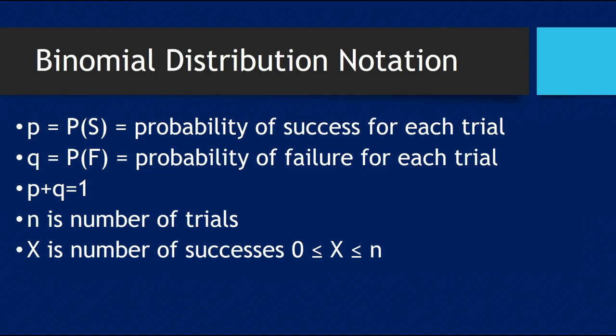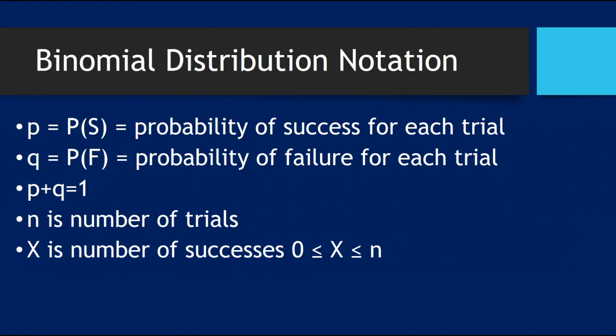So if I know the probability of success is 50%, then the probability of failure also has to be 60%. Or excuse me, did I say 50? Let me back that up. If the probability of success is 50%, then the probability of failure has to be 50%. If we have a 25% chance of success, then we have a 75% chance of failure. So hopefully that all makes sense. So p and q are complements of one another.